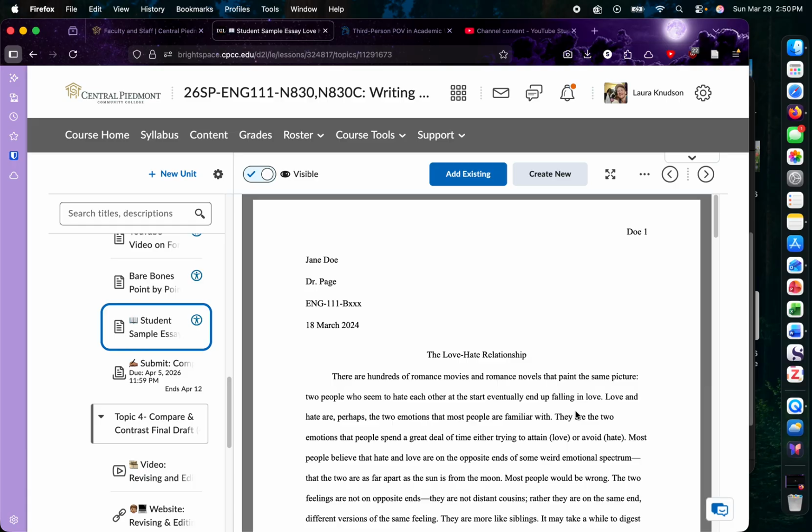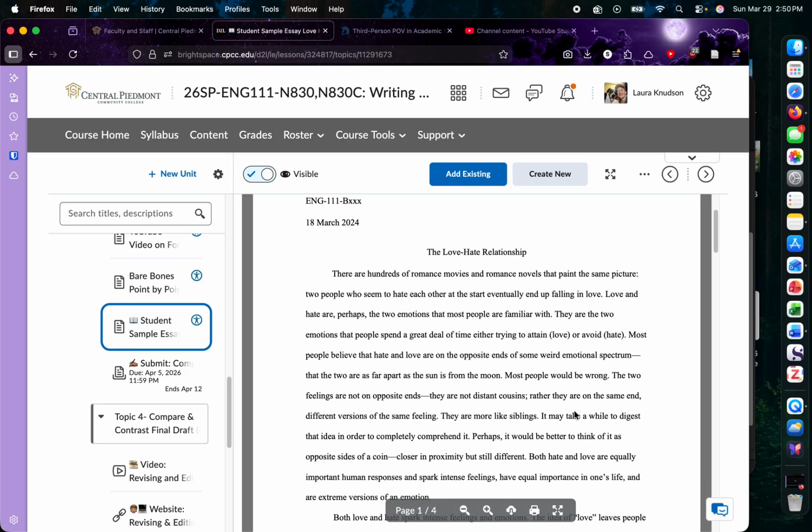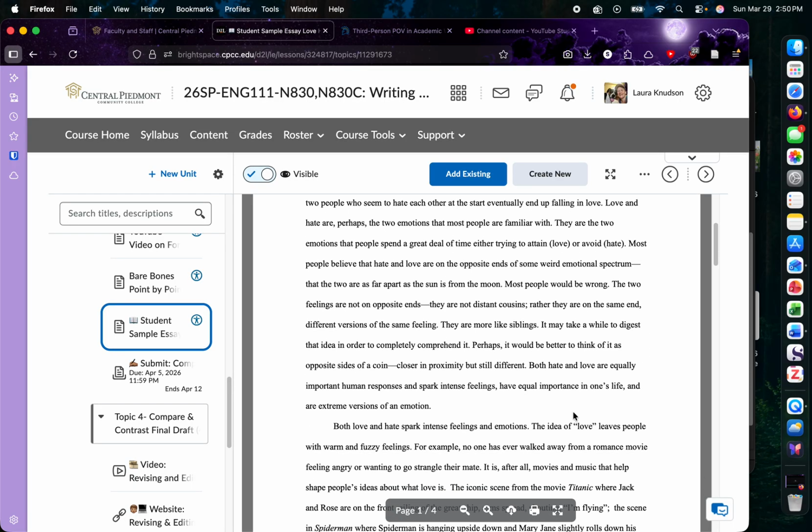The word choice, the variation in sentence length is really good. For example, up here in this first paragraph, at the very beginning, most people believe that hate and love are on the opposite ends of some weird emotional spectrum, that the two are as far apart as the sun is from the moon. Most people would be wrong. We've got a really lengthy sentence that's got depth, and it's got some complexity to it. And then we've got a very straightforward, short sentence.